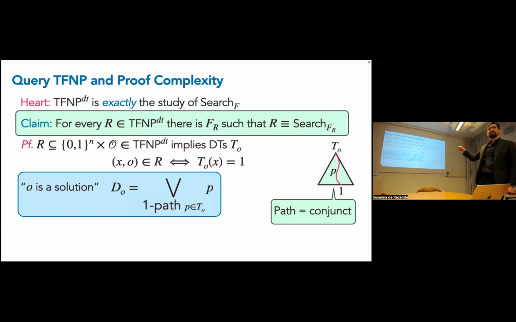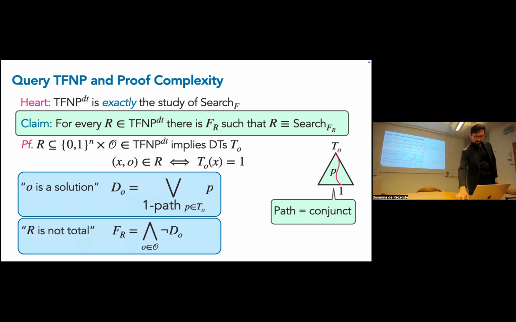If you set it to 1, you add that variable. If you set it to 0, you add the negation of that variable. This gives you a conjunct. Paths in decision trees are conjuncts, and we can write down that O is a solution, like a formula that asserts this, by taking a big OR over all paths which would make the decision tree output 1.